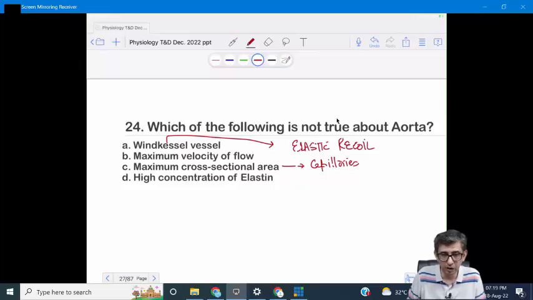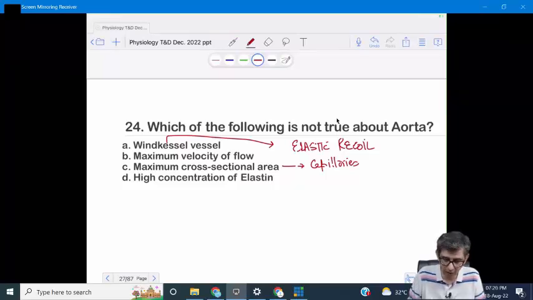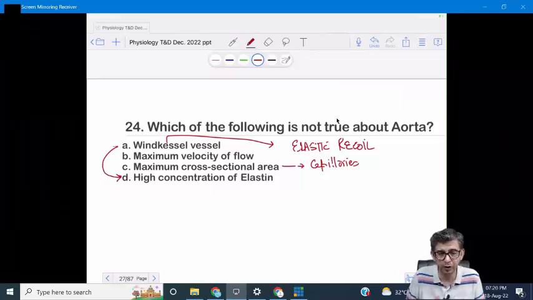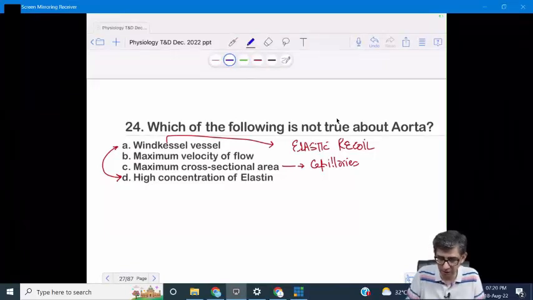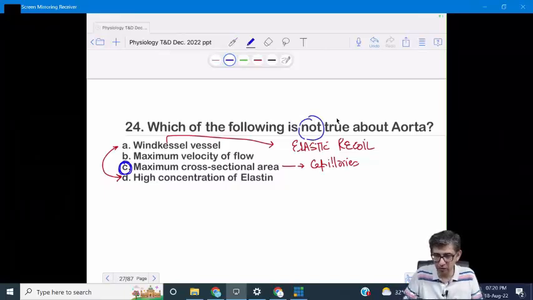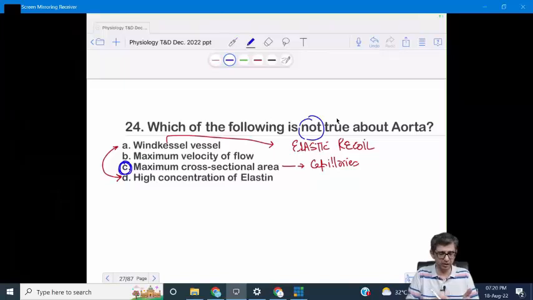For elastic recoil, there should also be elastin. So these are related: windkessel vessels are the ones with more elastin component. So they are able to generate peripheral resistance and they are able to generate recoil. Between maximum velocity of flow and maximum cross-sectional area, the wrong statement here is maximum cross-sectional area. The question was asking which of the following is not true about the aorta. The answer is maximum cross-sectional area because that is for capillaries.